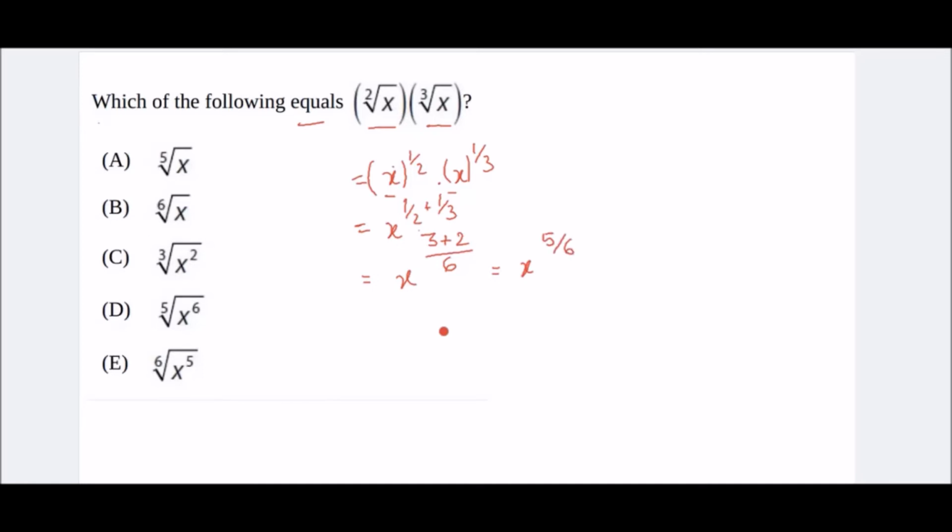We have to find the root form, so make it in root form. x power 5 into 1 by 6, and that will become the 6th root of x power 5, and our answer will be option E.